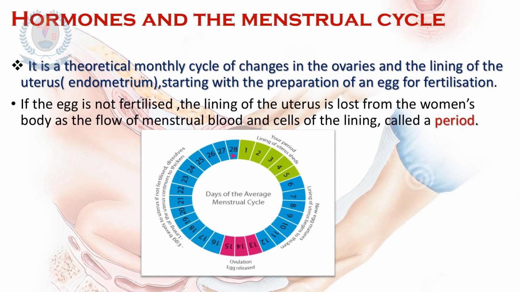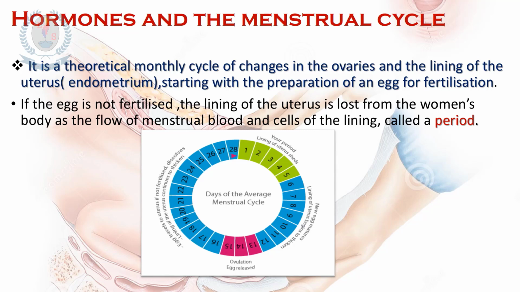Hormones and the menstrual cycle. Menstrual means monthly, and generally a woman's menstrual cycle takes about a month. It is a monthly cycle of changes in the ovaries and the lining of the uterus, starting with the preparation of an egg for fertilization. Normally, if there is fertilization, then a zygote is formed. That zygote is accommodated in the lining of the uterus.